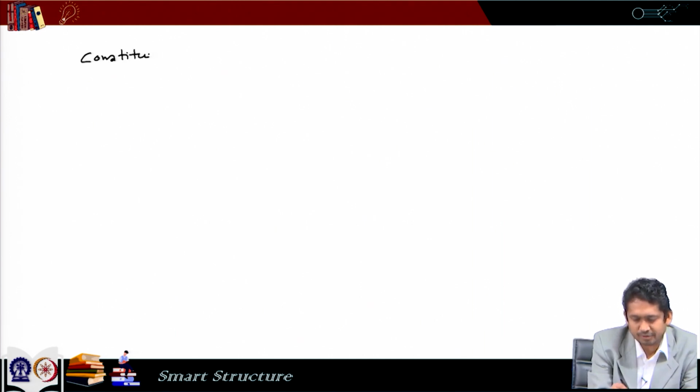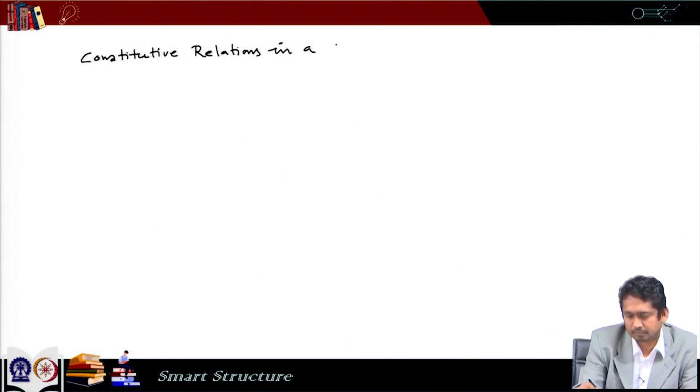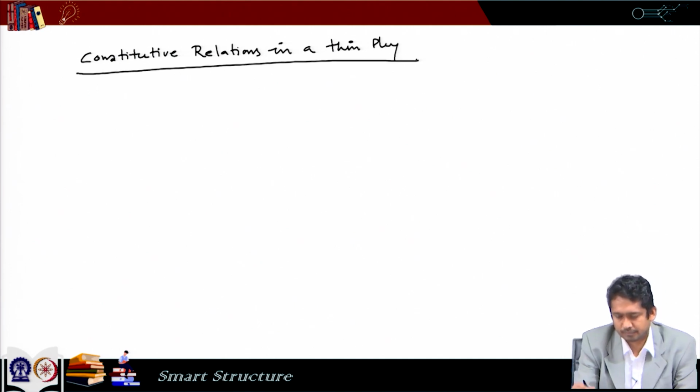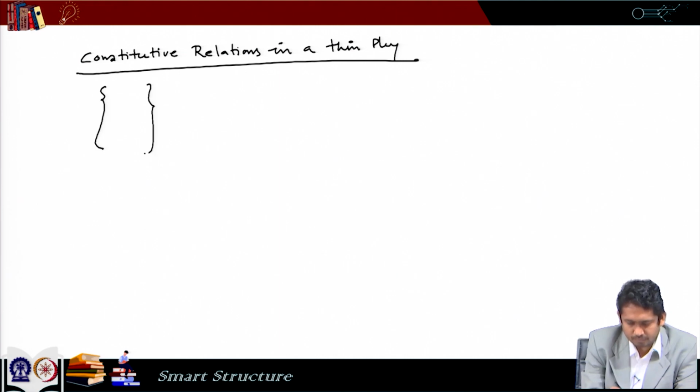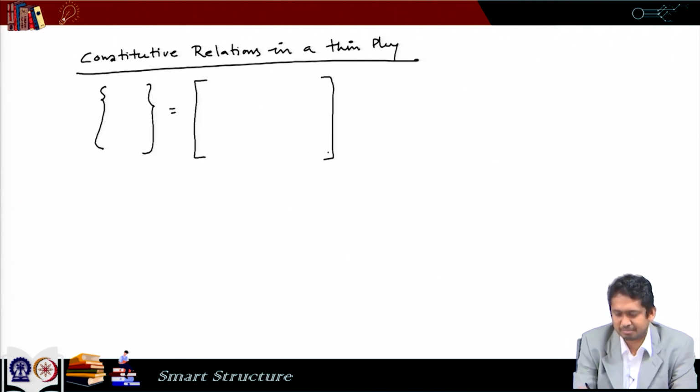Now, we are in a position to find out the constitutive relations in a thin ply. So, we have seen that the stress is equal to the C matrix multiplied by the strain matrix for an orthotropic material, and our materials are orthotropic.